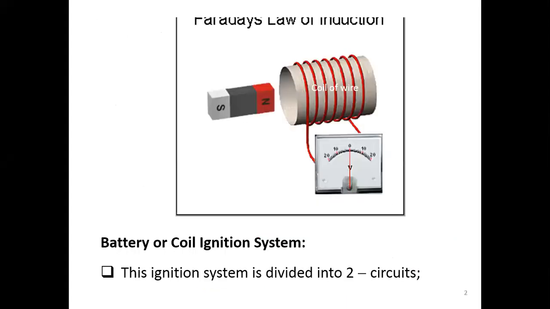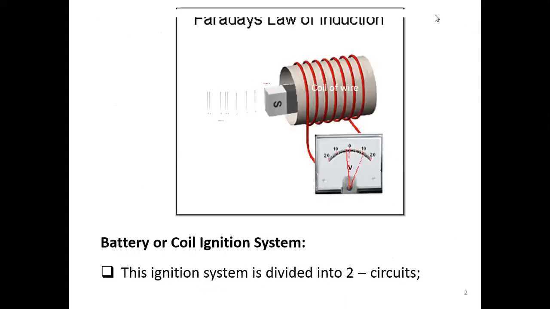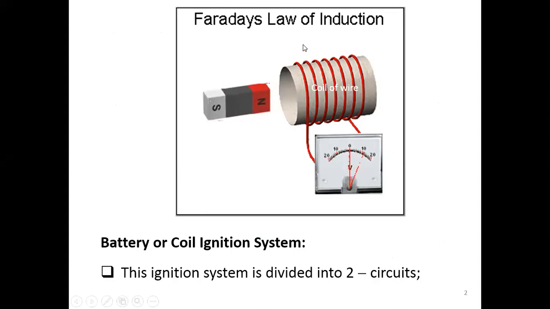Okay, this is what happened. This is how the principle goes. We call it Faraday's law of induction. We have a coil of wire and the magnet here, moving in and out in order to have a change of the magnetic field, and then you will see that you have the voltage go across this coil here.